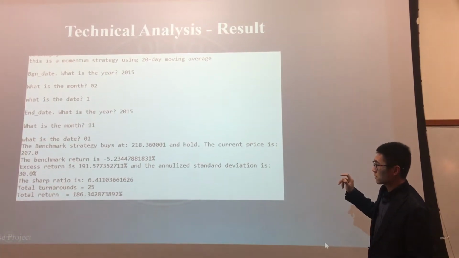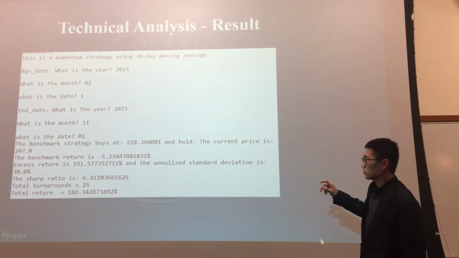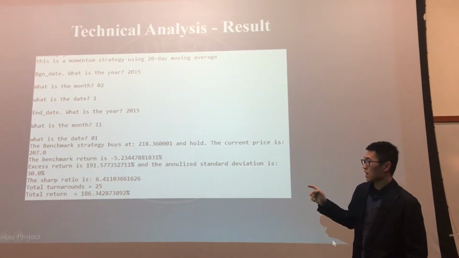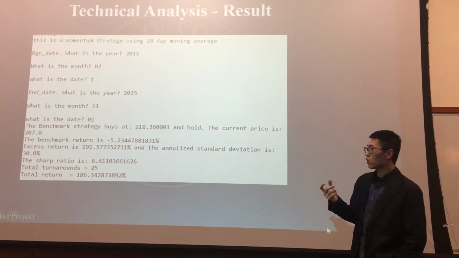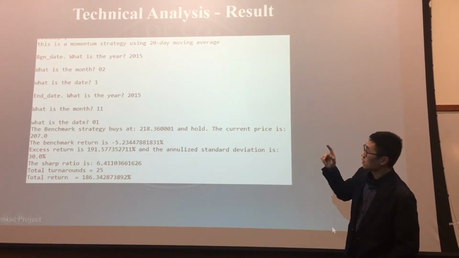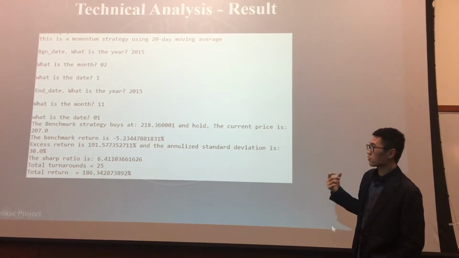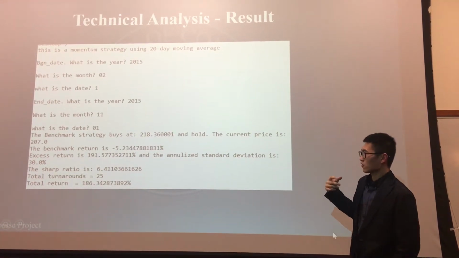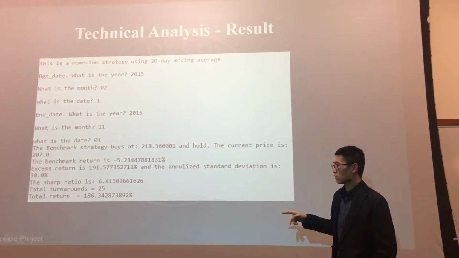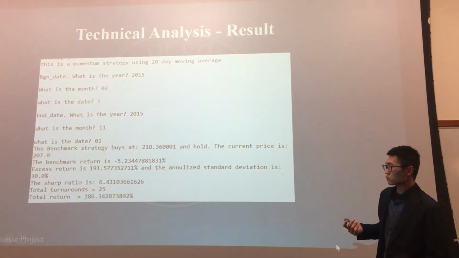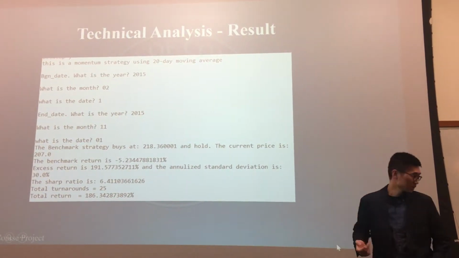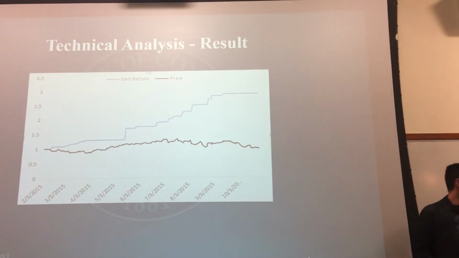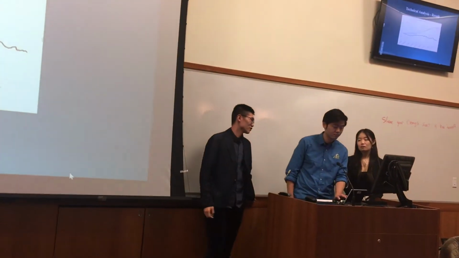Actually, I want to say that the interesting thing is my return is much higher than the benchmark, and the benchmark is when you hold the Tesla from the beginning of the period to the end of the period. If you're doing the algorithm of mine, the total return is 186, which is very huge compared to the market. And here's the chart. And let's welcome Fushi for the machine learning.